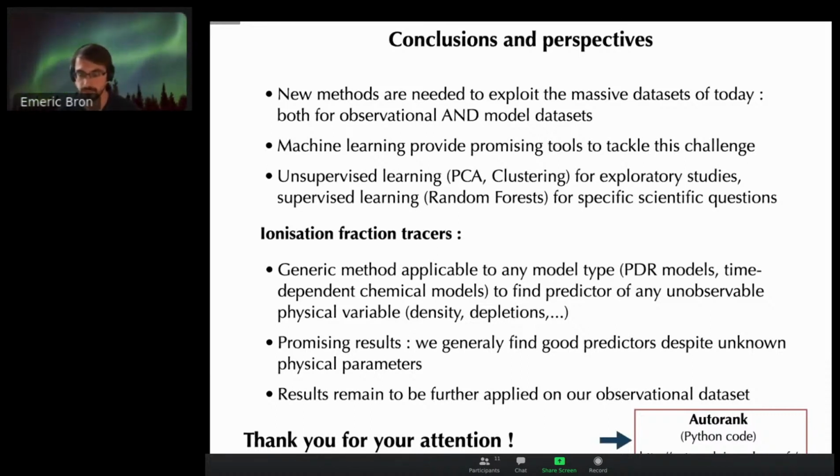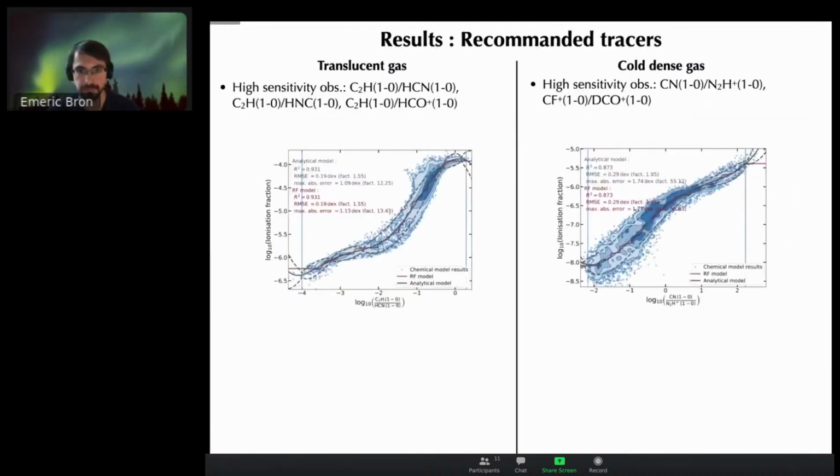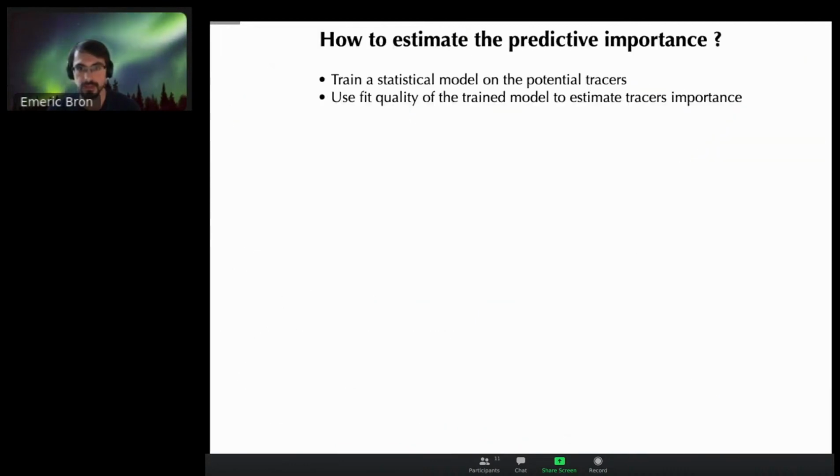And also, I was surprised on the fraction of ionization. There was no DCO+ over HCO+, which was in the old times a very good indicator. Yeah. It was not a good indicator here.